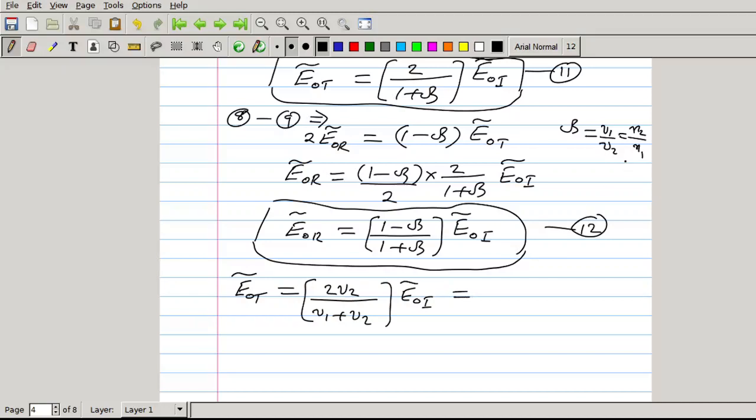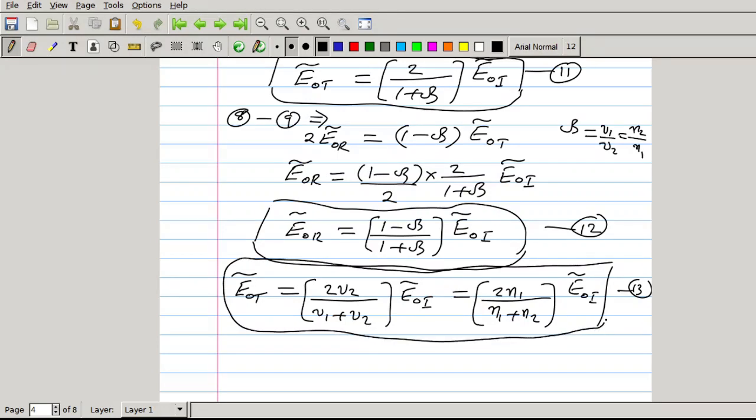Or in terms of refractive index, beta is N2 by N1. So this is 1 plus N2 by N1, so it is N1 plus N2, and this N1 will come in the numerator. So this will be 2 N1 by N1 plus N2 into E0I. This is equation number 13.